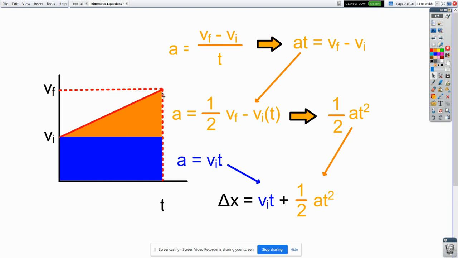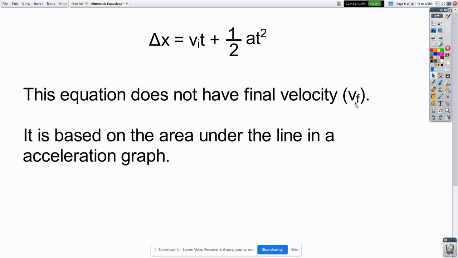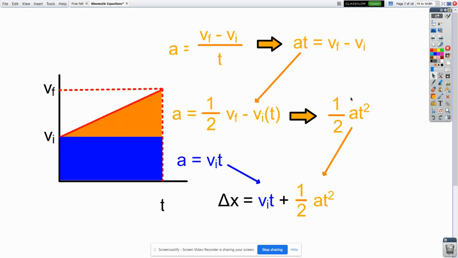The area of the triangle would be 1/2 the height times the base. 1/2 the height, Vf minus Vi is the height, times the base, t. Now here's the problem with leaving it like this. This is the no Vf equation, so we can't leave Vf in here.